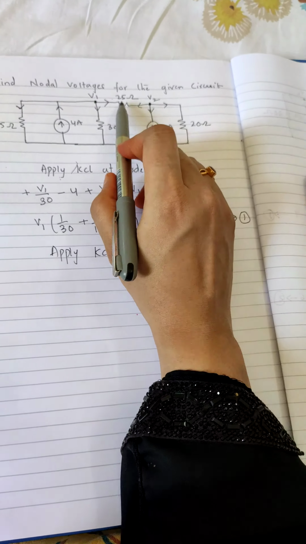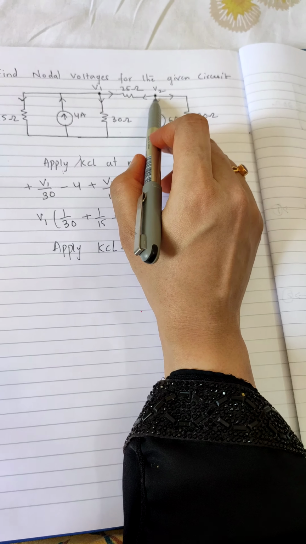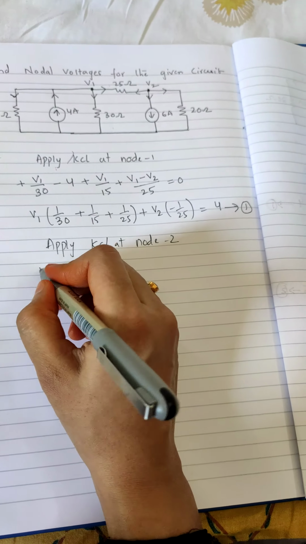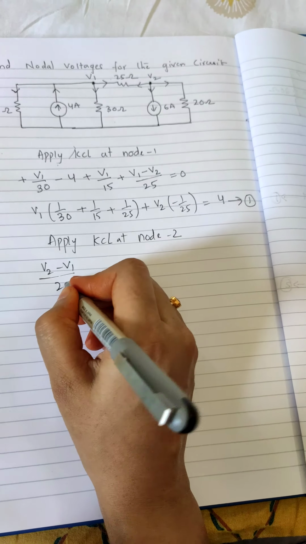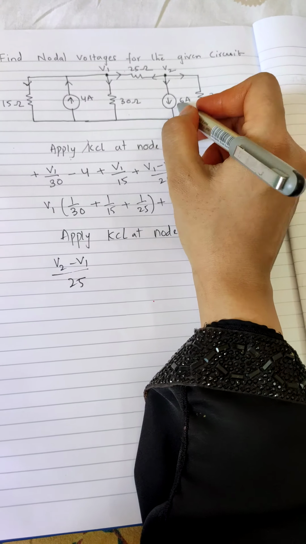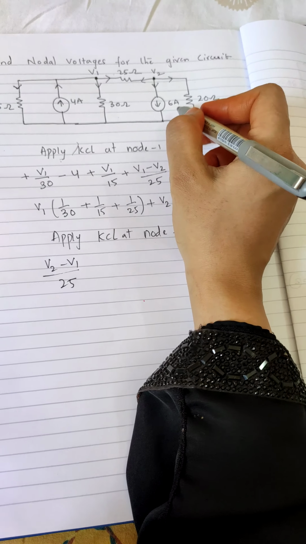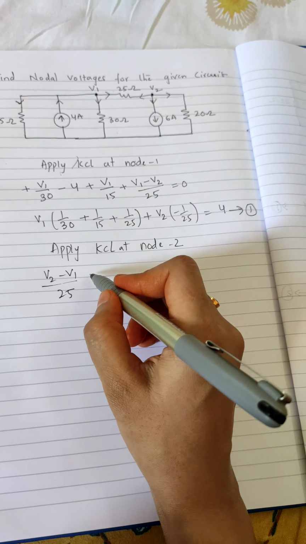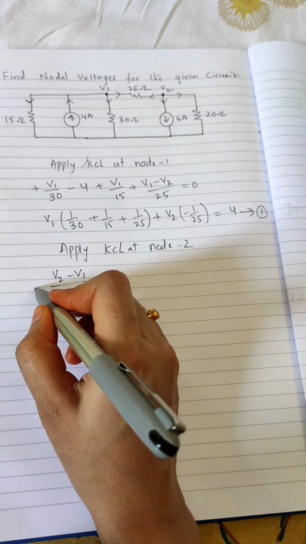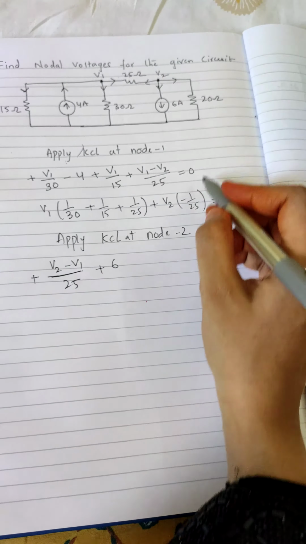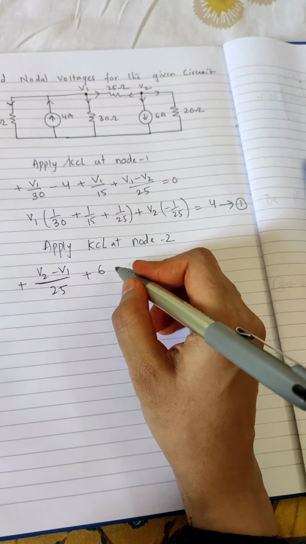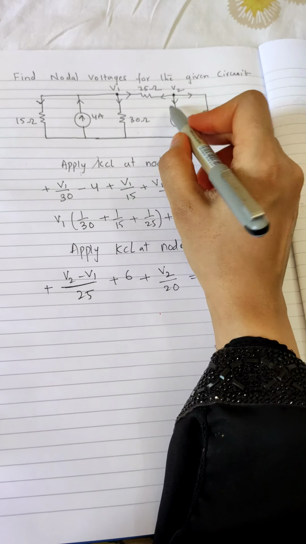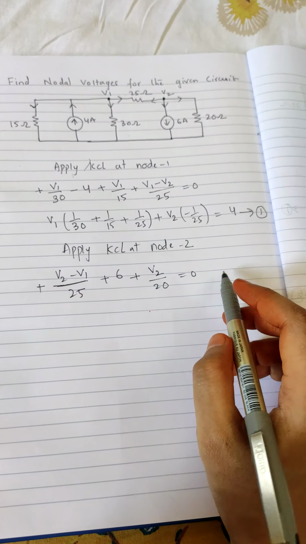So at node 2, the value of current in this branch will be (V2 minus V1) by 25. Since there is a current source over here, you need not change it to V by R. You can directly take it as plus 6, and this is also plus because it is leaving. And next, V2 by 20, since it is leaving, which is equal to 0. There are only 3 currents and the sum of the 3 currents is equal to 0.